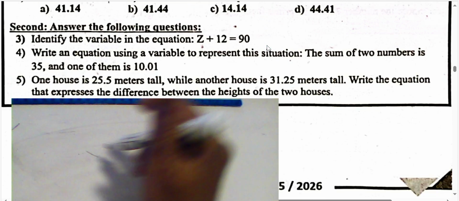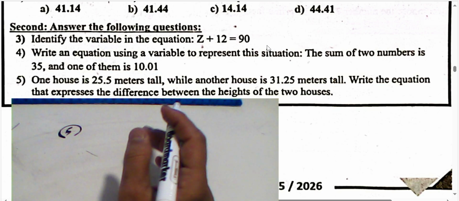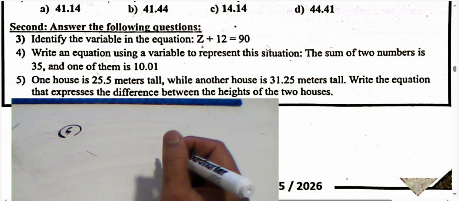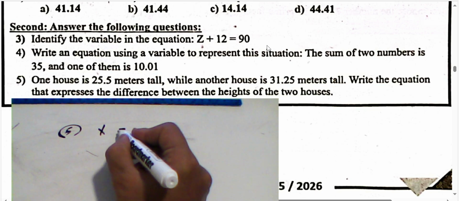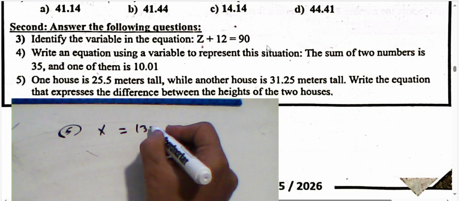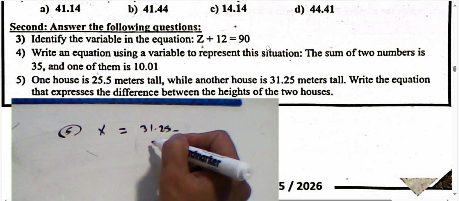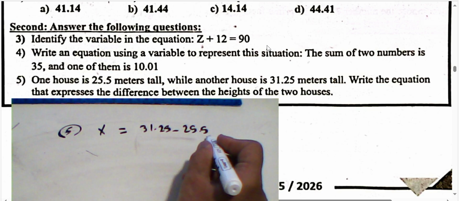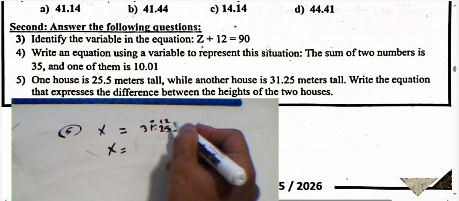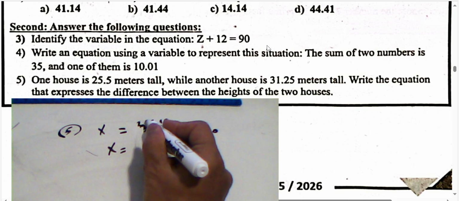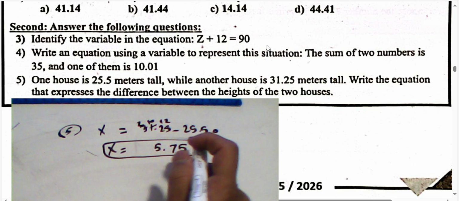Next question. Number 5. One house is 25.5 meters tall, while another house is 31 and 25 hundredths tall. Write the equations that express the difference between the heights of the two houses. We can write the longest first, 31 and 25 hundredths subtract 25.5. 5 minus 0, 5. 2 minus 5, we can't do it, so 12 minus 5, 7. And 1, 10 minus 5, 5. 2 minus 2, 0. Then x equal 5.75.